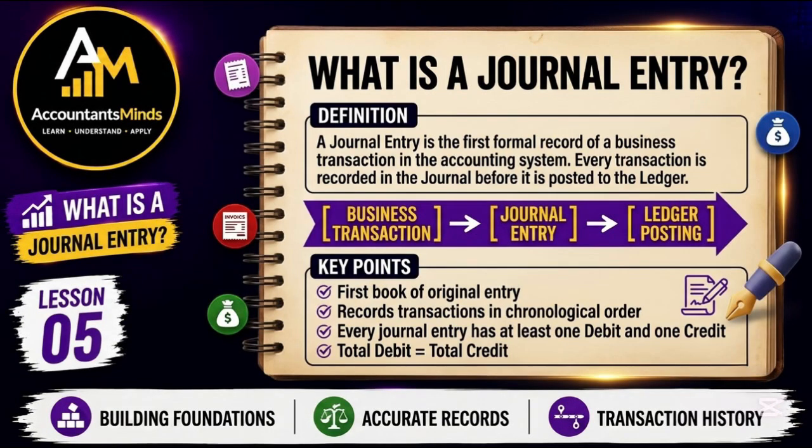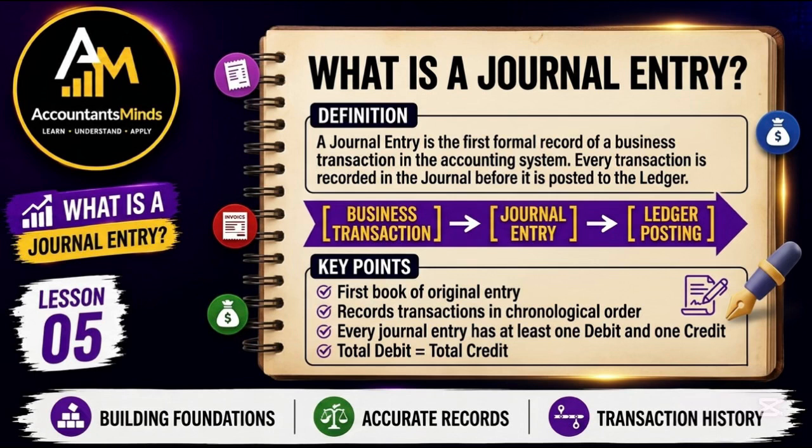First, let's understand: what is a journal entry? A journal entry is the first formal record of a business transaction in the accounting system. Think of it like writing important events in a diary. Before information is stored permanently, we first write it down. In accounting, every business transaction is first recorded in the journal. After that, it is transferred to the ledger. This is why the journal is called the Book of Original Entry.